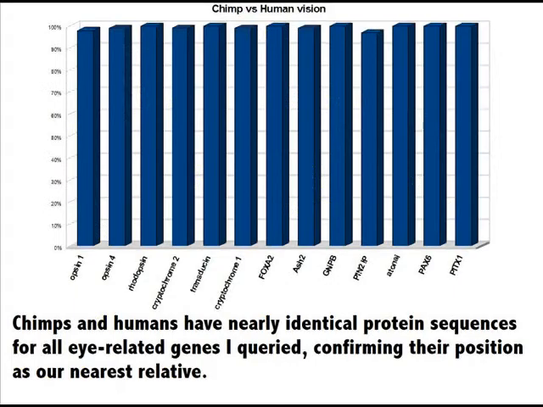Part 1. Relatedness. If we start with comparing the chimpanzee visual system to that of humans, almost no differences can be detected.